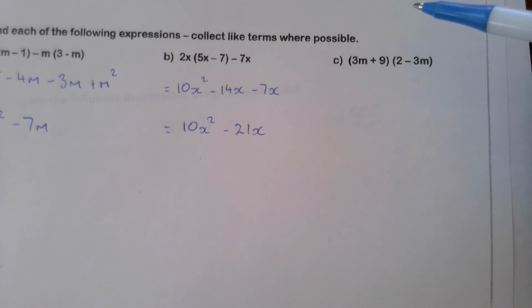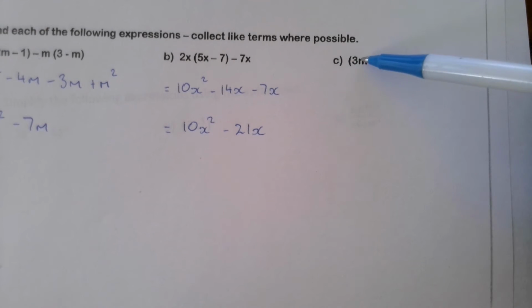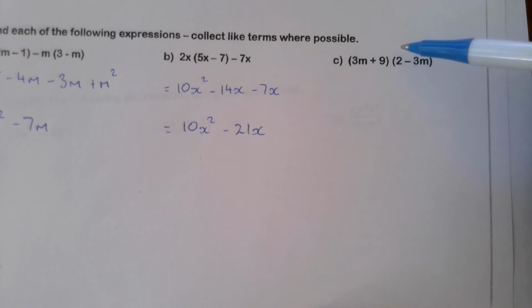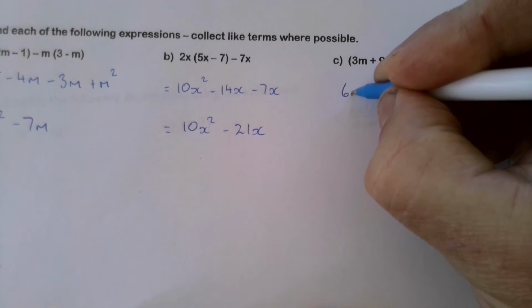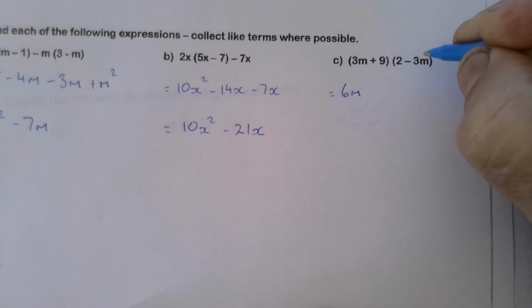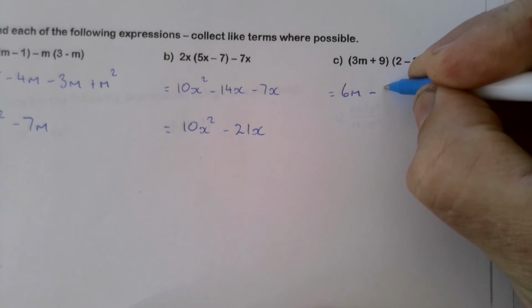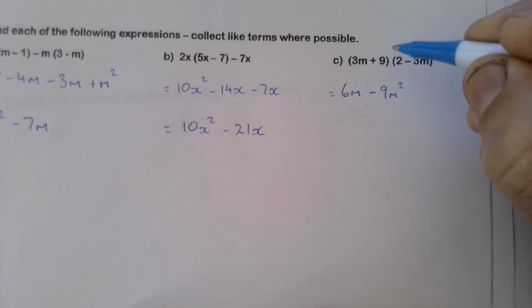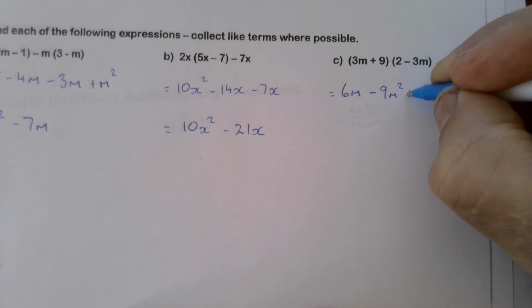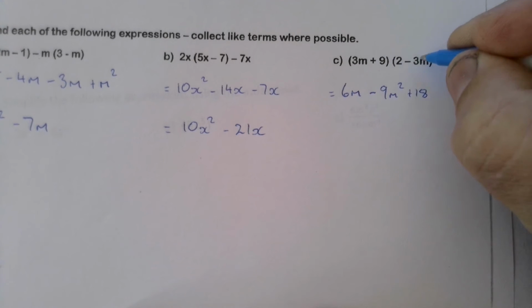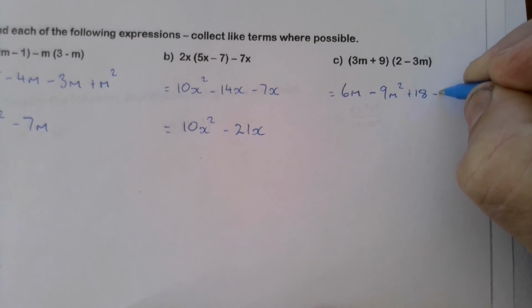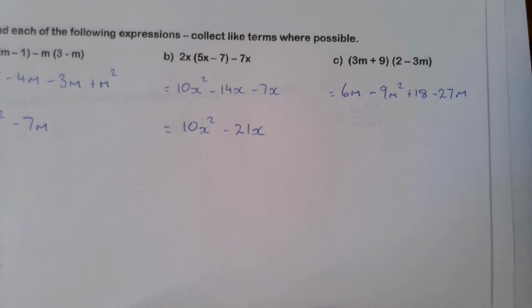5c, expand and simplify. So remember that times that, that times that, that times that, that times that. So 3m times 2 makes 6m's. 3m's times negative 3m's makes minus 9m squareds. 9 times 2 makes 18. And 9 times negative 3m makes negative 27m's.